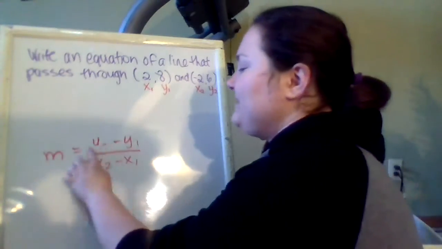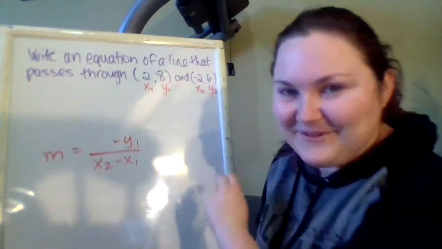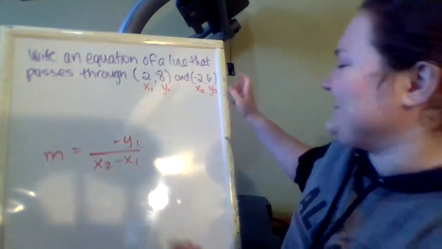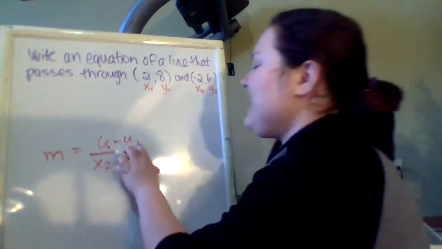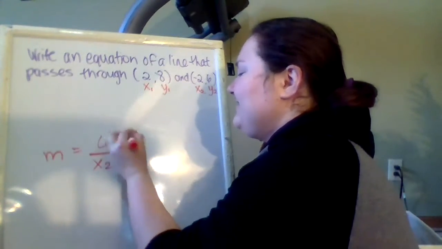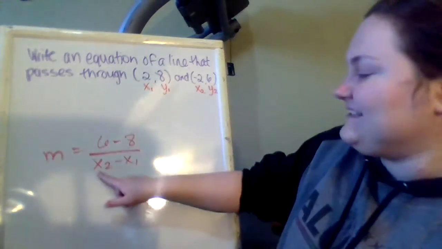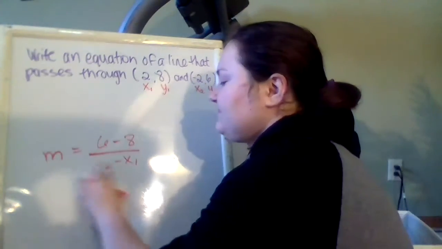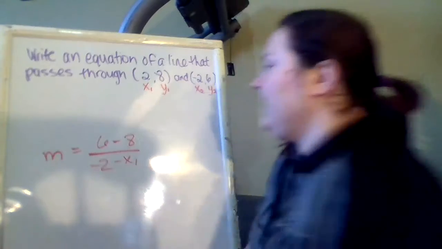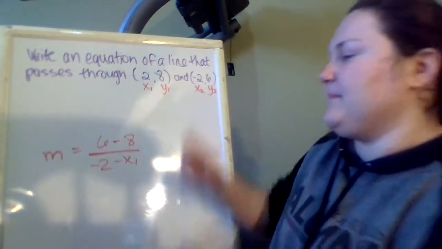So instead of y2, look at what I'm doing. Instead of y2, it's going to be 6. Instead of y1, 8. And then instead of x2, we've got our negative 2. And then x1 is the number 2.